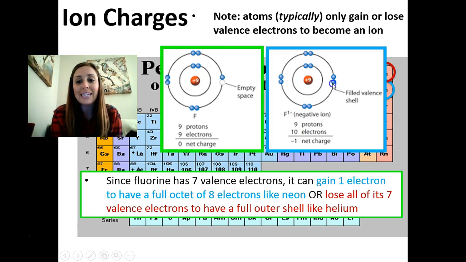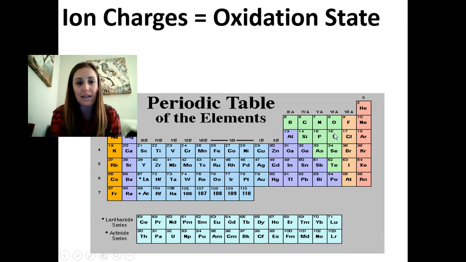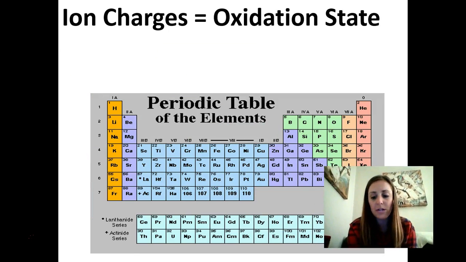So once you gain an electron, here's how we do our math here. We still have 9 protons, but we now have 10 electrons. So 9 positive charges, 10 negative charges results in a -1 net charge. So fluorine with a -1. Let's go over some more examples.